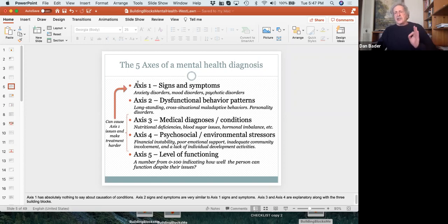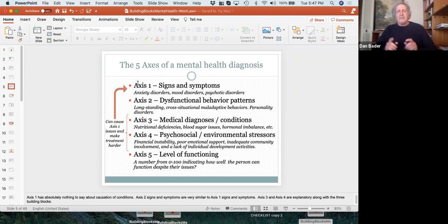So that Axis 1, which was the most important axis and what was necessary for insurance reimbursement, which is a big factor, and for the prescribing of medications. Most of it, we have the anxiety disorders, mood disorders, which are depression disorders, mood instability disorders, psychotic disorders. So a person would come in, see the psychiatrist, give their symptoms, and there would be signs.